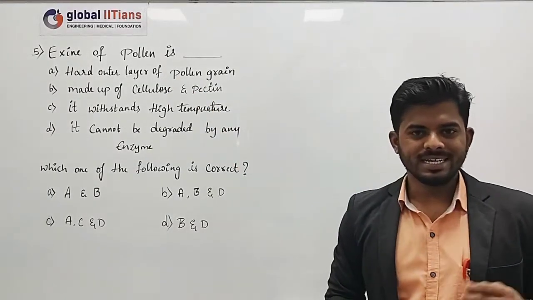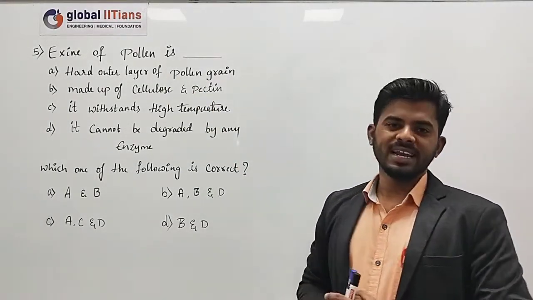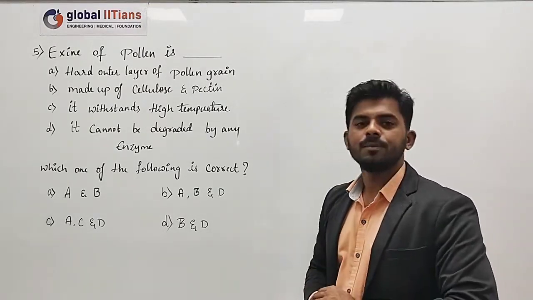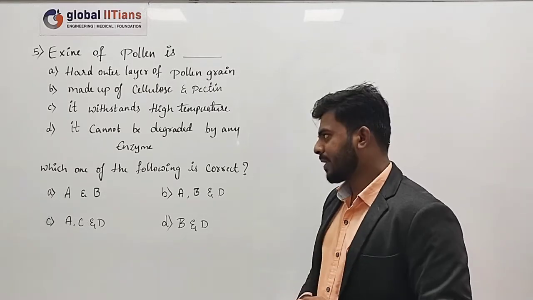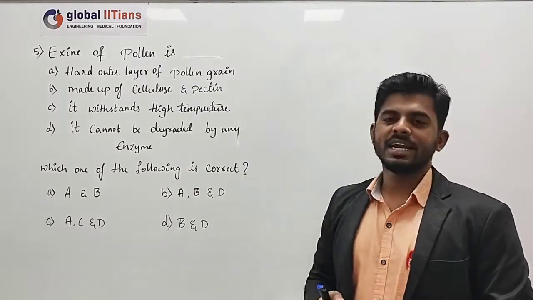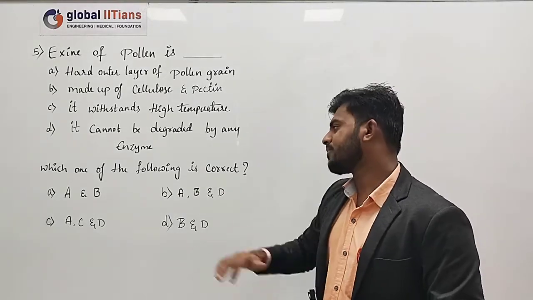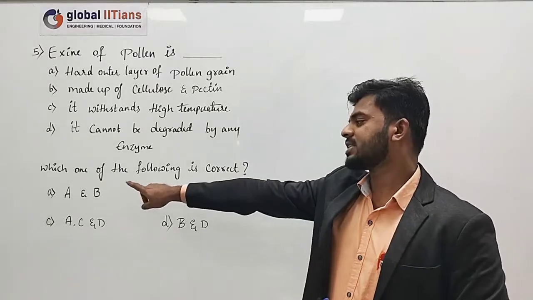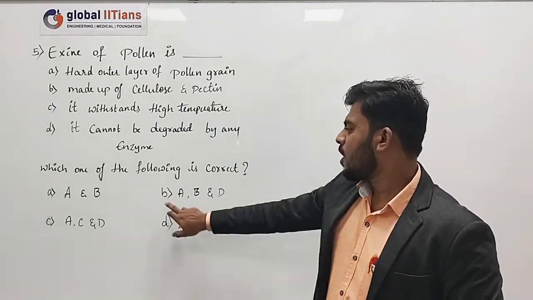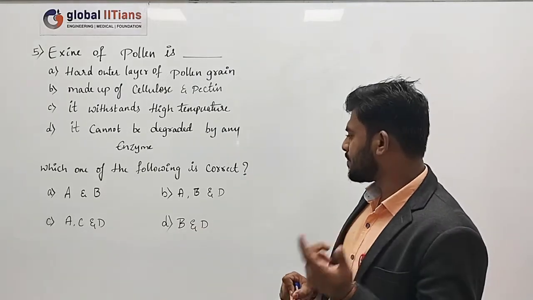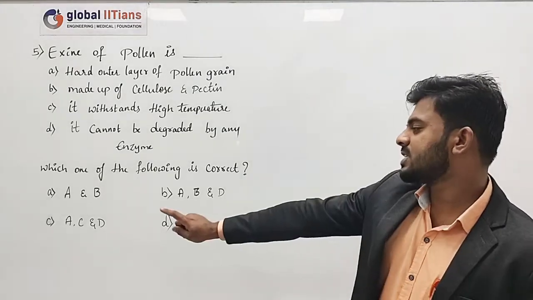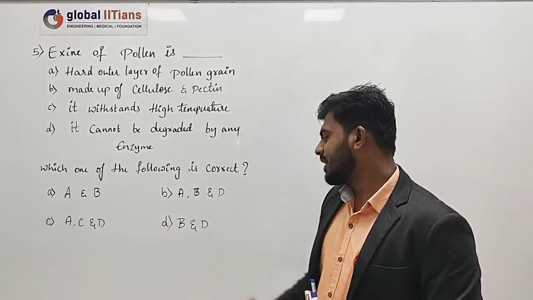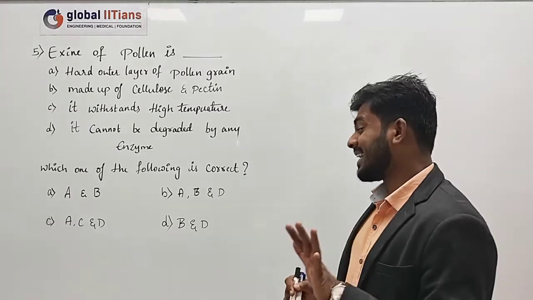Enzyme of the pollen is dash. Hard outer layer of pollen grain made up of cellulose and pectin. It withstands high temperature. It cannot be degraded by any enzyme. Which one of the following statements is correct? The options given are: option A, statement A and statement B. Option B, statement A, statement B and statement D. Option C, statement A, statement D and statement C. And option D, statement B and statement D.